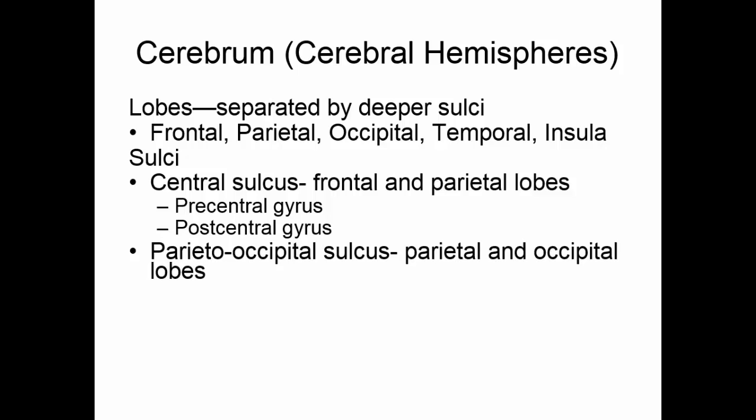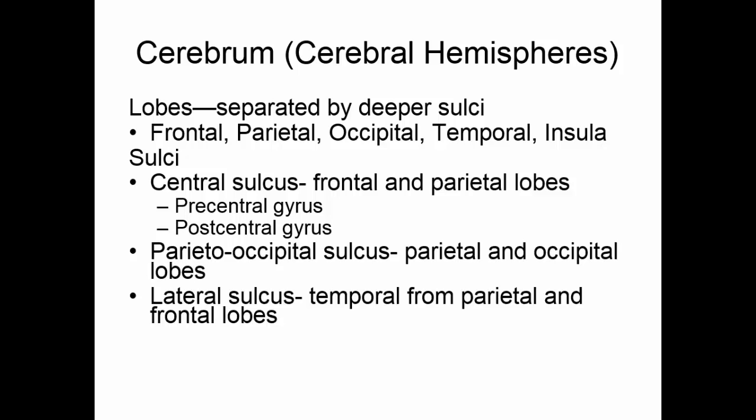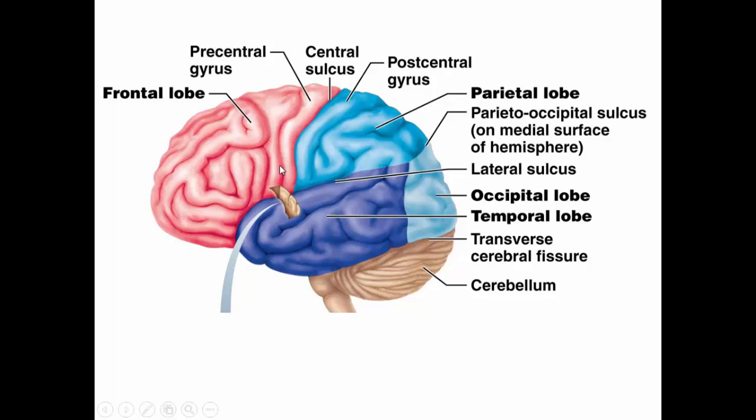The parieto-occipital sulcus separates the parietal lobe and the occipital lobe. The lateral sulcus helps separate the temporal lobe from the parietal and the frontal lobes. The insula, or the fifth lobe of the cerebrum, makes up the floor of the cerebrum. The frontal lobe is the forward part of the brain. It's under the frontal bone. It's divided from the parietal lobe by the central sulcus. In front of the central sulcus, we have the precentral gyrus, and behind it we have the postcentral gyrus.